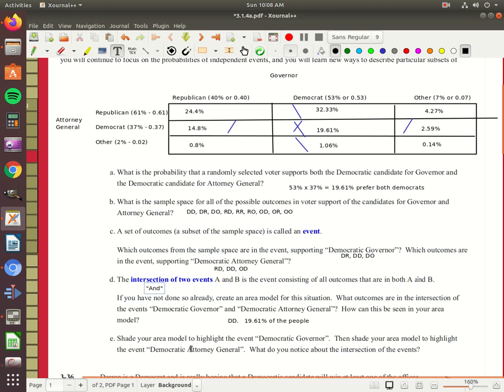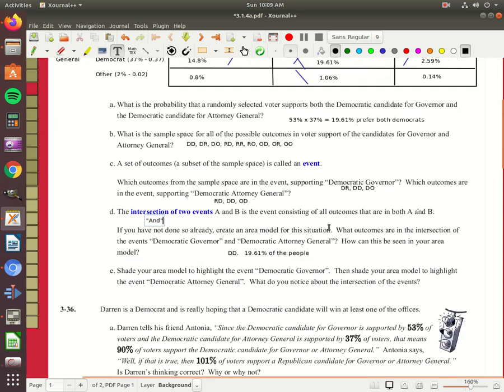It says shade your area model to highlight the event Democratic governor, then shade Democratic attorney general. What do you notice about the intersection? The intersection are both. Again, I didn't shade these, but I did give them X's in both directions. And again, if it's an intersection or an and question, you need the left slash and the right slash, or you need this shading and this shading. So just make sure we're on the same page with that.